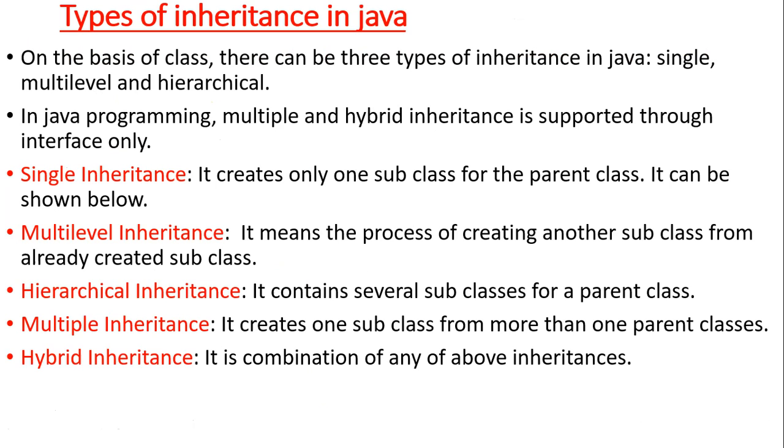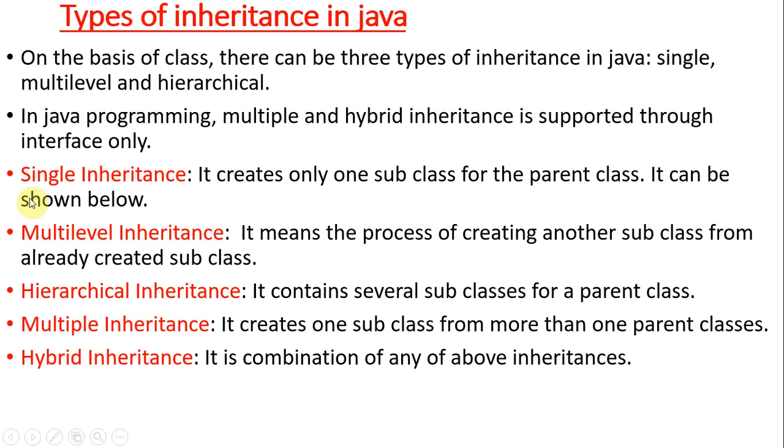Types of inheritance: we have different types of inheritance in Java. On the basis of a class, there are basically three types of inheritance: single, multilevel and hierarchical. In Java you have multiple and hybrid inheritance also, but single, multilevel and hierarchical inheritance are directly possible. Multiple and hybrid inheritance are not directly possible, but they can be achieved through the interfaces concept, which we haven't discussed till now. By using interfaces we achieve them, but basically we have single, multilevel and hierarchical.